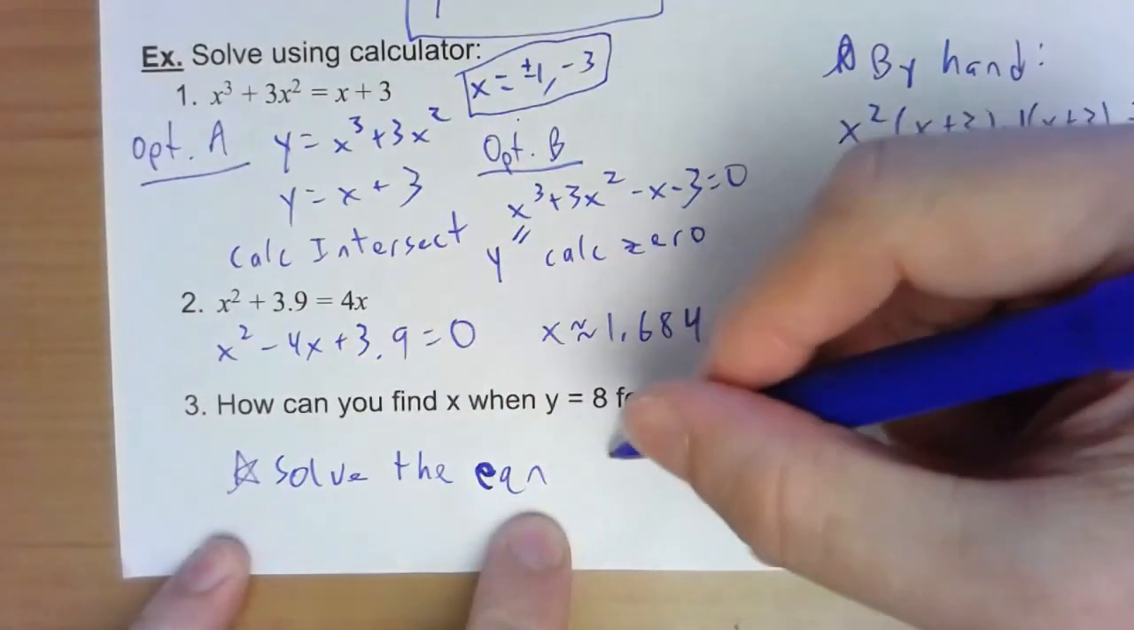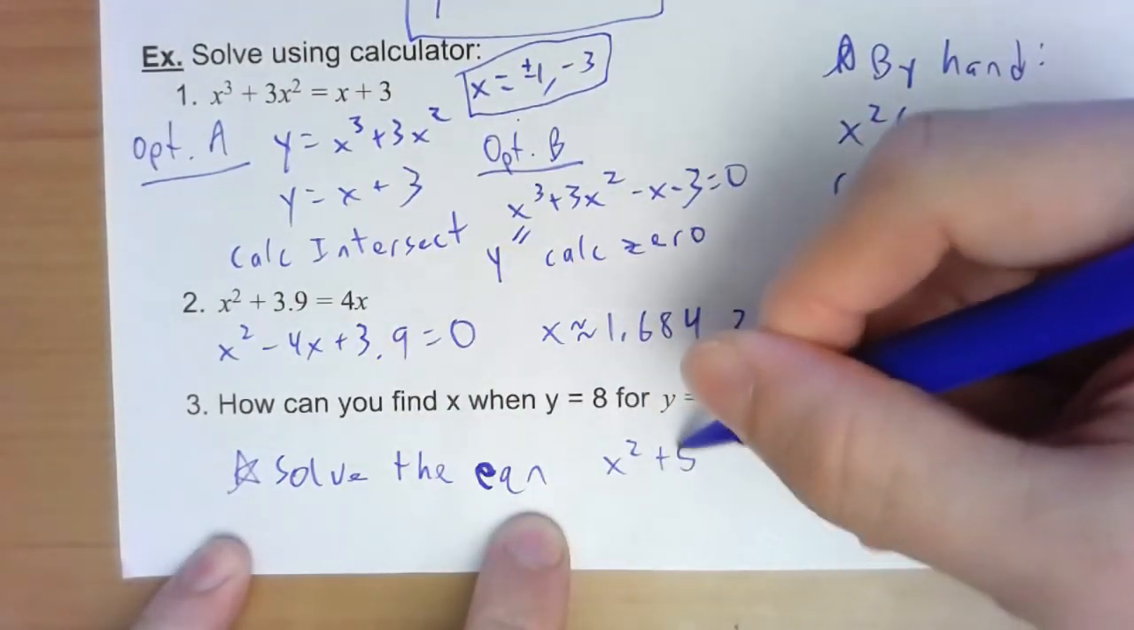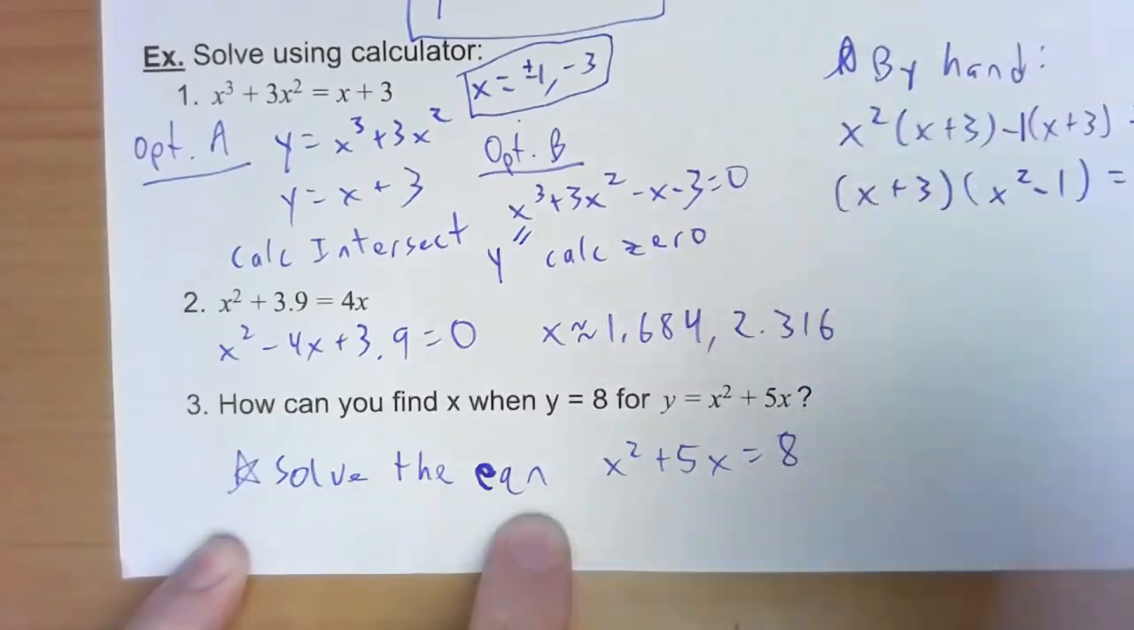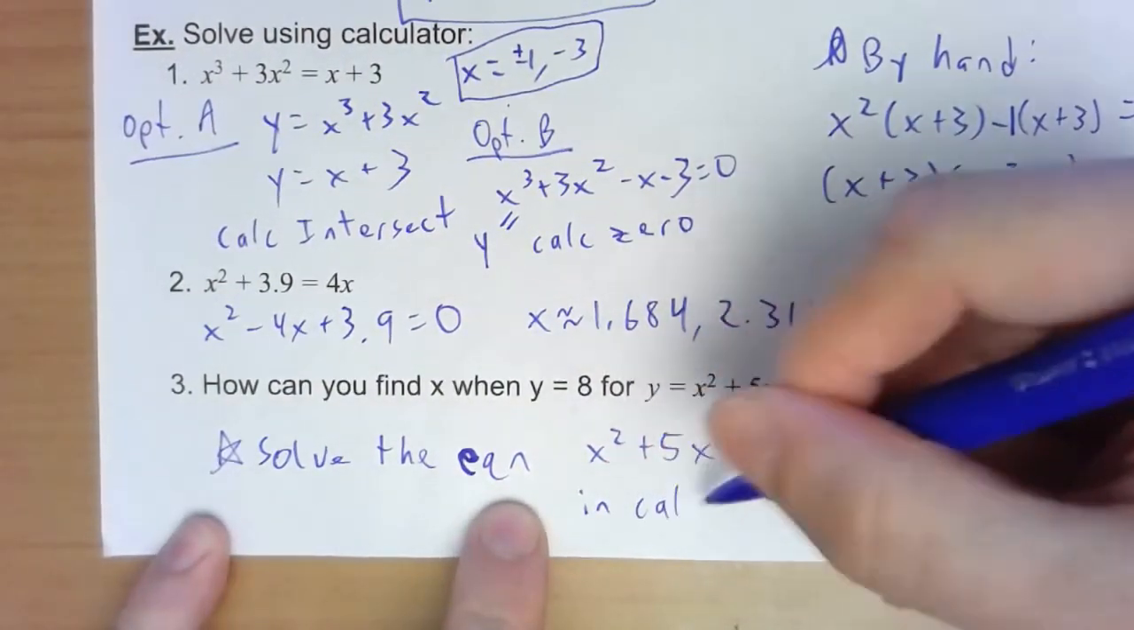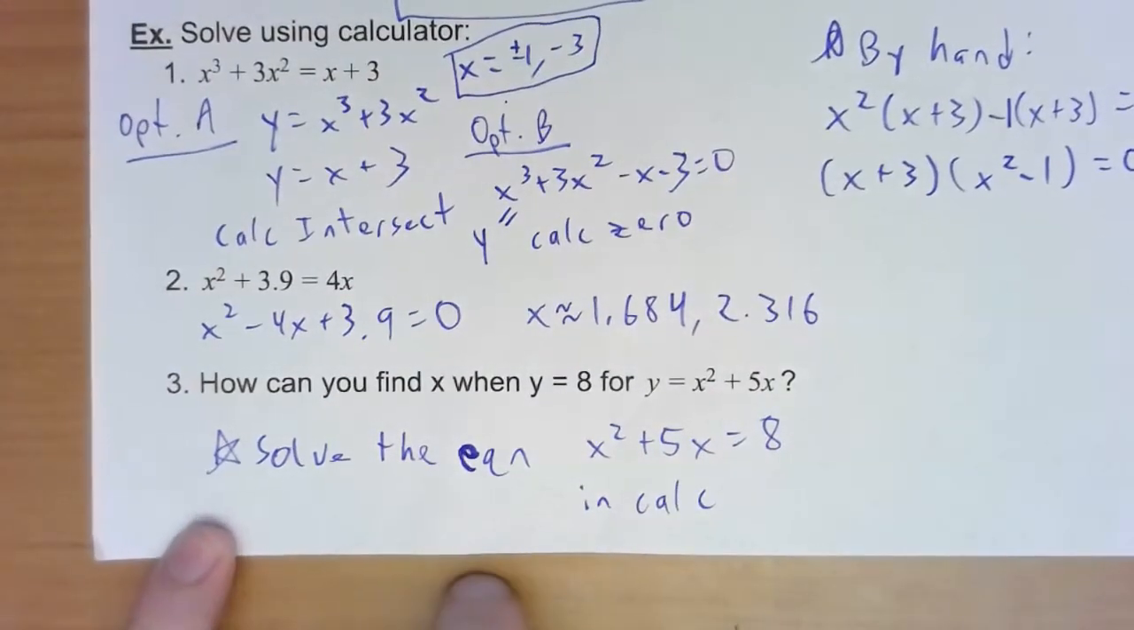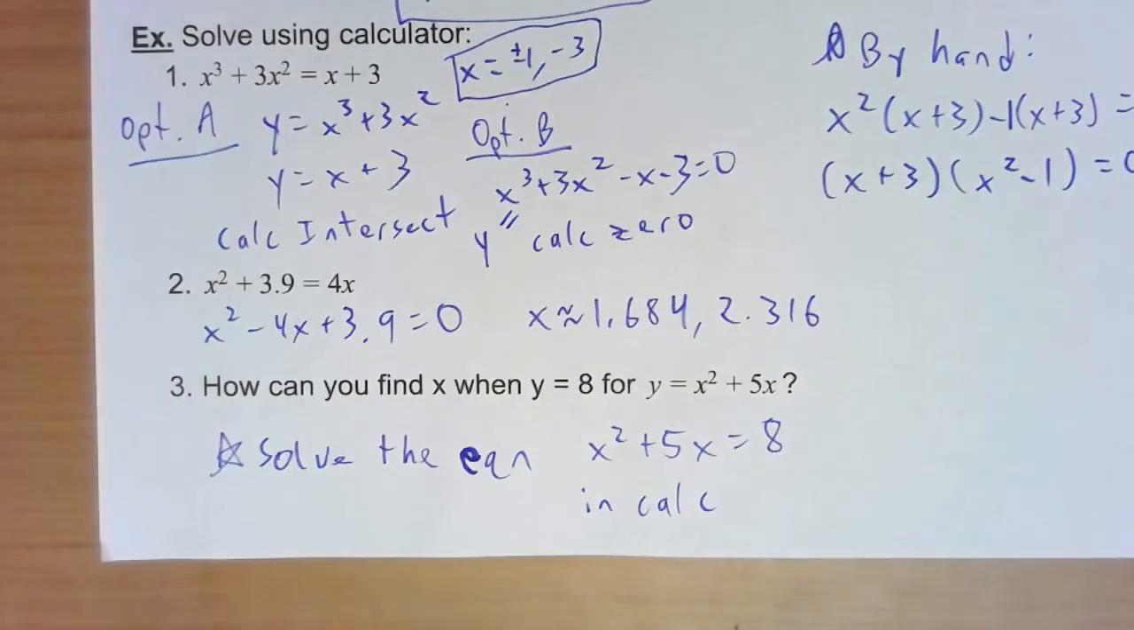So you just have to solve the equation x squared plus 5x equals 8 in your calculator. So either calc 0, calc intersect, something like that. There's no, like in the table, making dependent be asked, that just doesn't work well. It doesn't do what you would want it to do. There's nothing like a trace. You just have to solve the equation, calc 0, calc intersect.